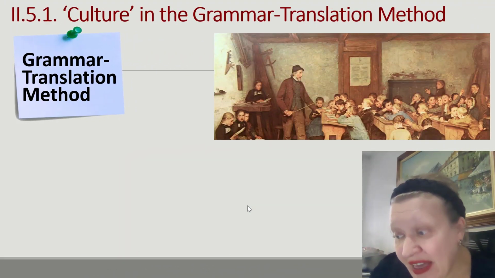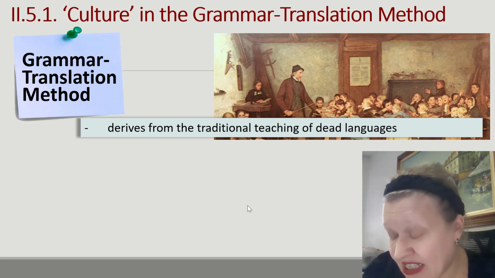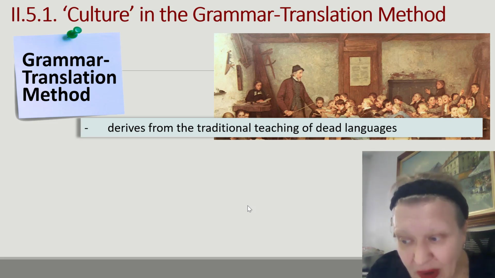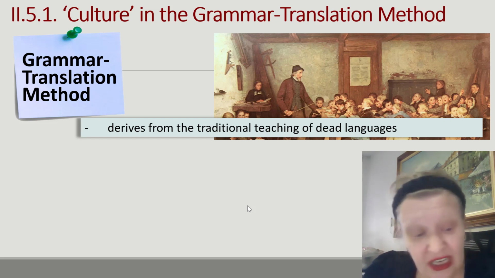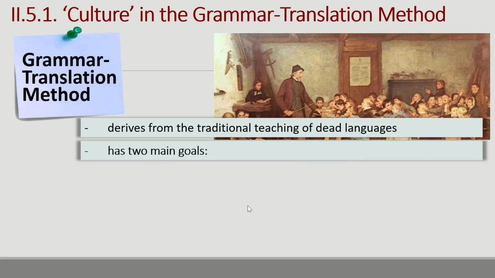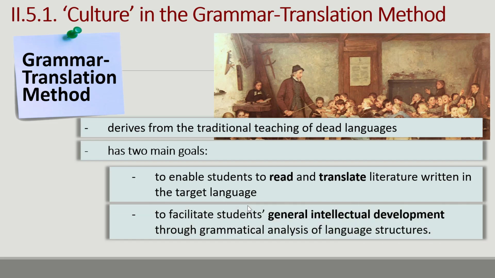The grammar translation method derives from the traditional teaching of dead languages such as ancient Greek, Latin, or Biblical Hebrew. These languages do not require the development of oral and conversational proficiency. Initially, the grammar translation method had two main goals: to enable students to read and translate literature written in the target language, and to facilitate students' general intellectual development through grammatical analysis of language structures.